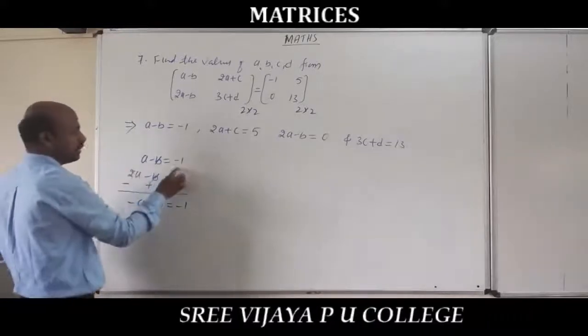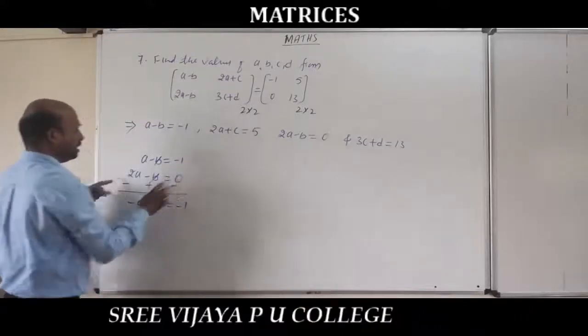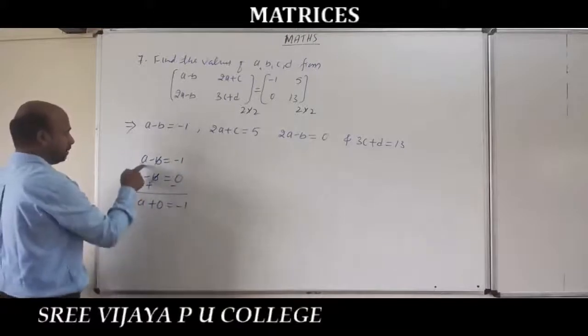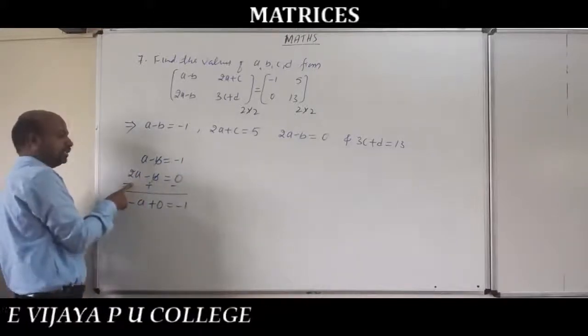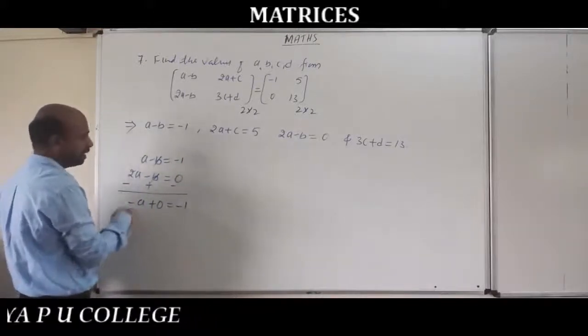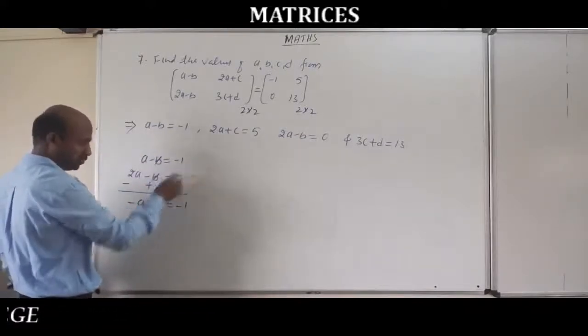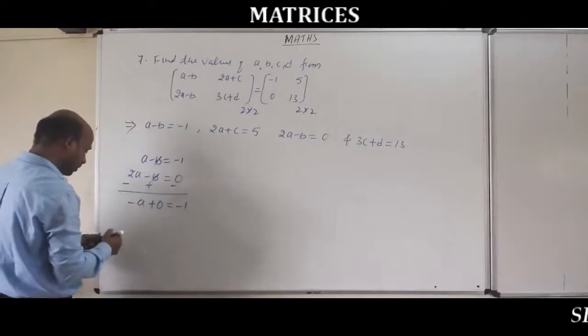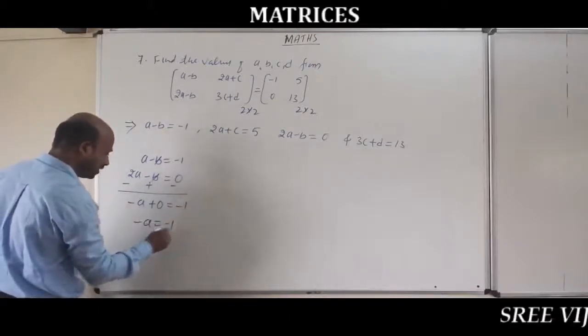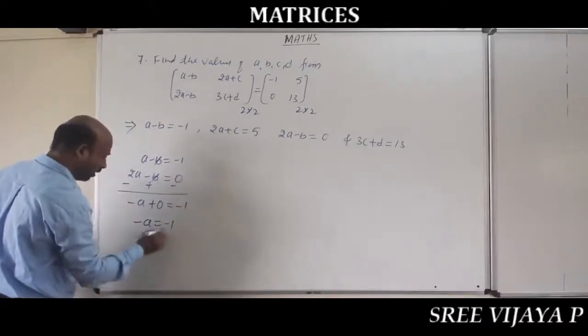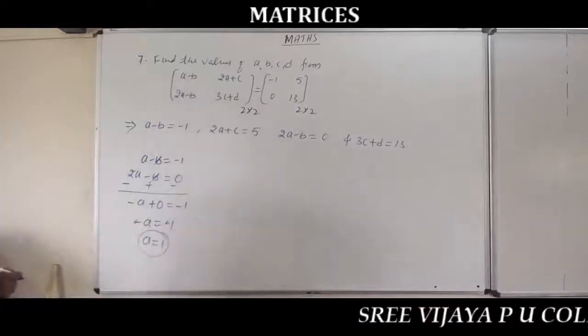A minus B is minus 1, 2A minus B is 0. If we subtract, A minus 2A is minus A, and minus B plus B is 0. Minus 1 minus 0 is minus 1. So what we get? Minus A is equal to minus 1. So the value of A is equal to 1.